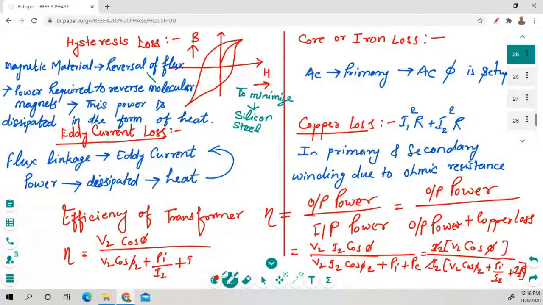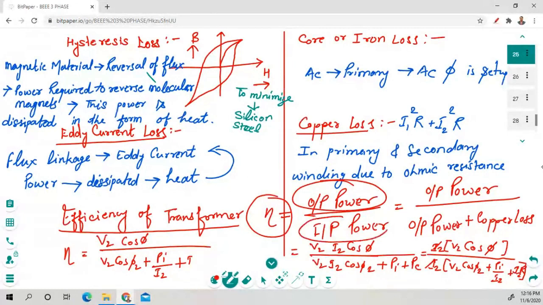Now let's come to the next point, how to calculate the efficiency of the transformer. Efficiency can be calculated using output power divided by input power. How do we calculate the output power? Power can be calculated using voltage multiplied by current and the cosine of the angle, so V2 into I2 into cos phi. This is called output power. And the input power is calculated as output power plus copper losses plus iron losses.